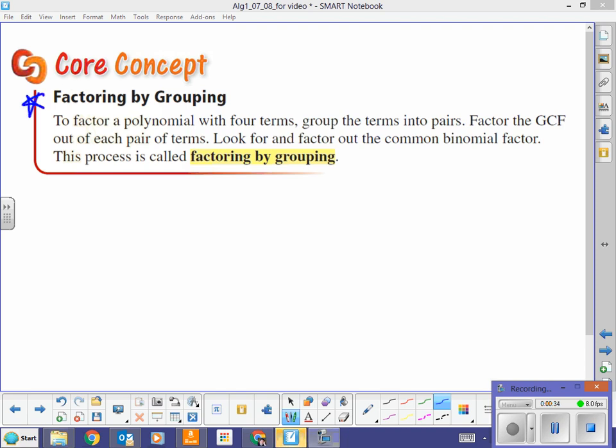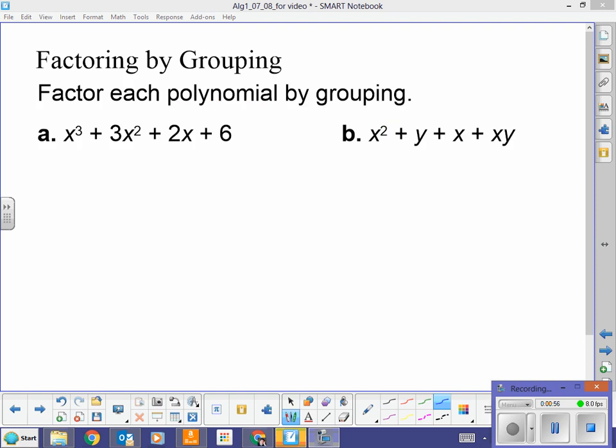We have actually a new method of factoring. I'll read this to you, but then I'm going to go ahead and demonstrate it. To factor a polynomial with four terms, group the terms into pairs, then factor the GCF out of each pair of terms, and then we're going to look for and factor out common binomial factors, and this is called factoring by grouping. So I know that doesn't make a lot of sense to you, so let's do some examples here.